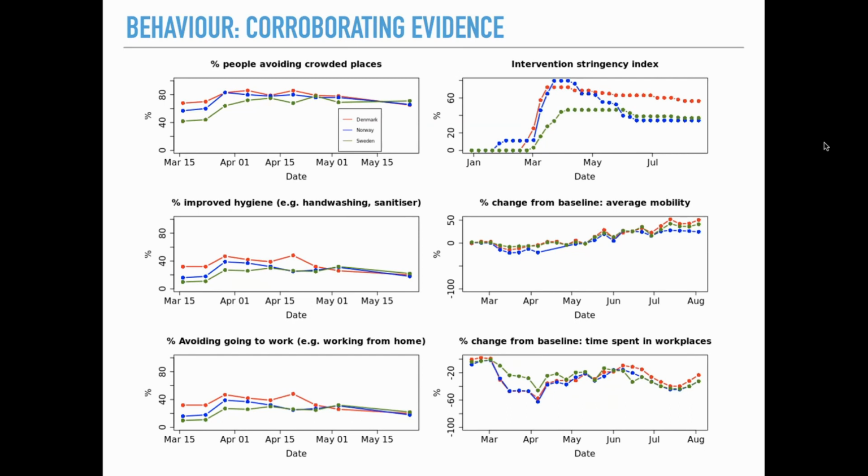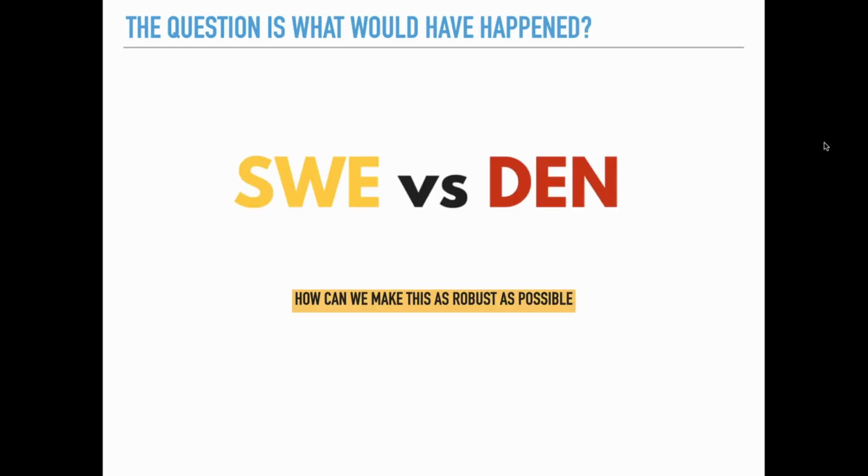Now we know that for the first wave, all countries controlled their epidemics, so it was possible. But what would be the impact if the UK took the Swedish approach, or Sweden took Denmark's approach? This is the question we sought to answer: how can we make this as robust as possible, but also as fair as possible?